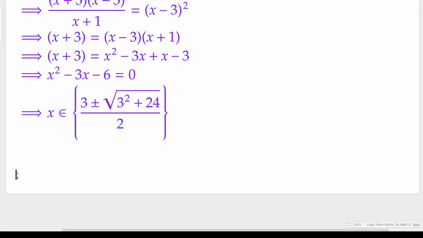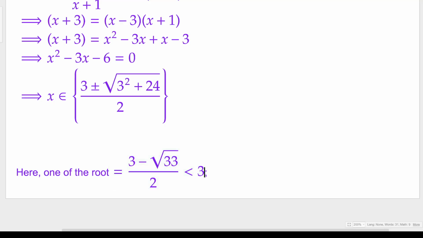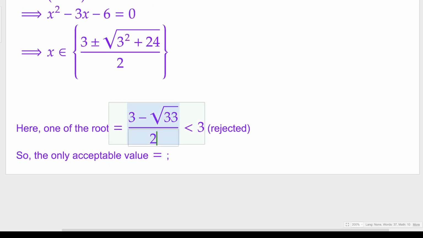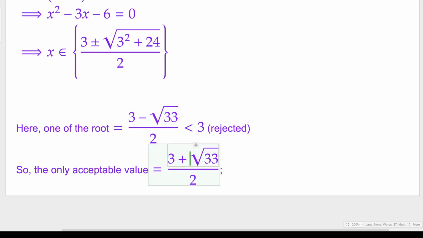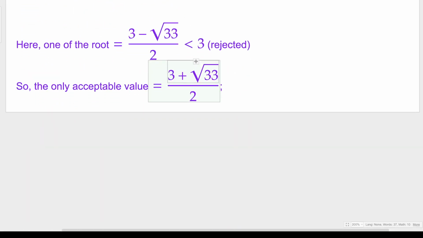Now taking this further, one of the roots is, as you can observe clearly, 3 minus square root of 33 by 2, and this is clearly less than 3, right? So hence this has to be rejected. The only acceptable value is the one with the positive sign, because that is the one satisfying all the given constraints, the domain constraints for the base and the argument, right? So this is the answer, and hence this becomes the value of k.